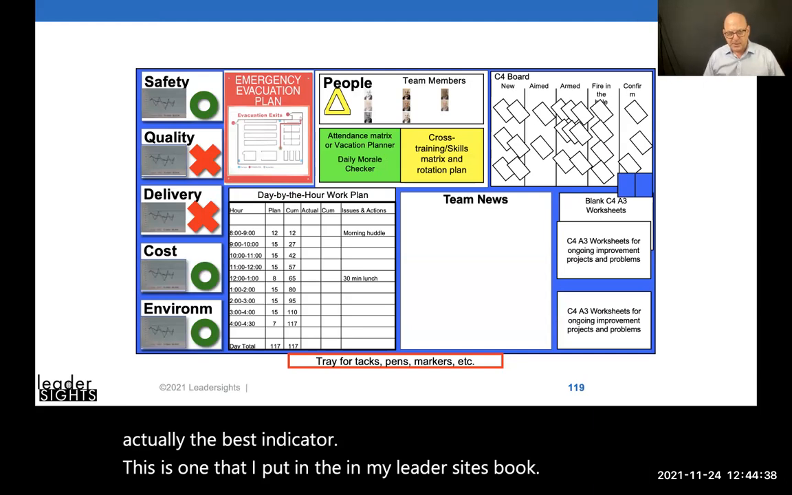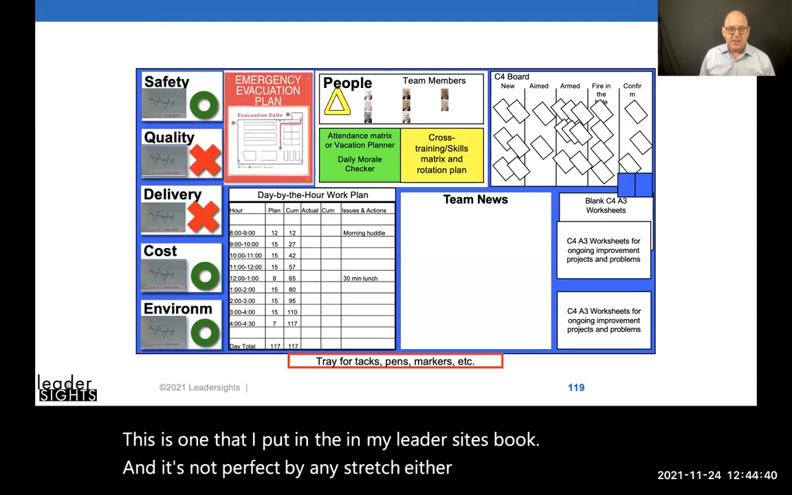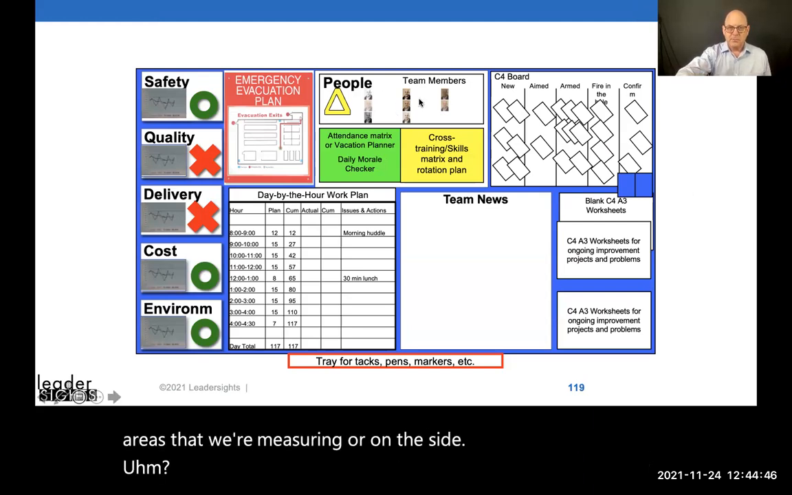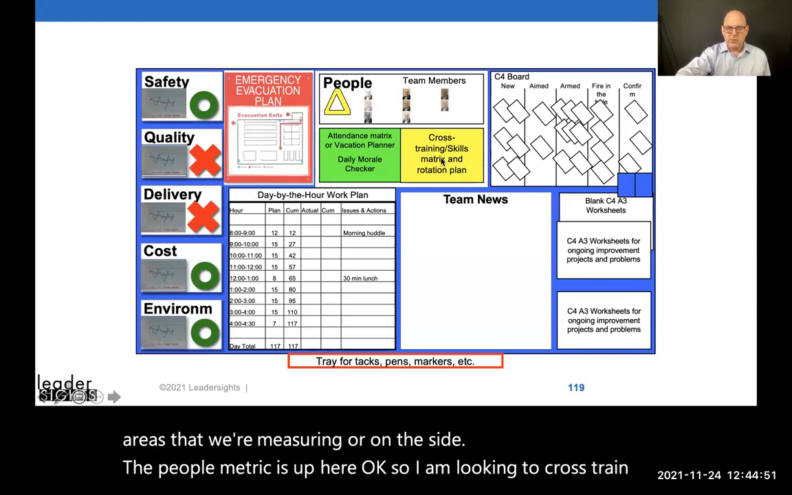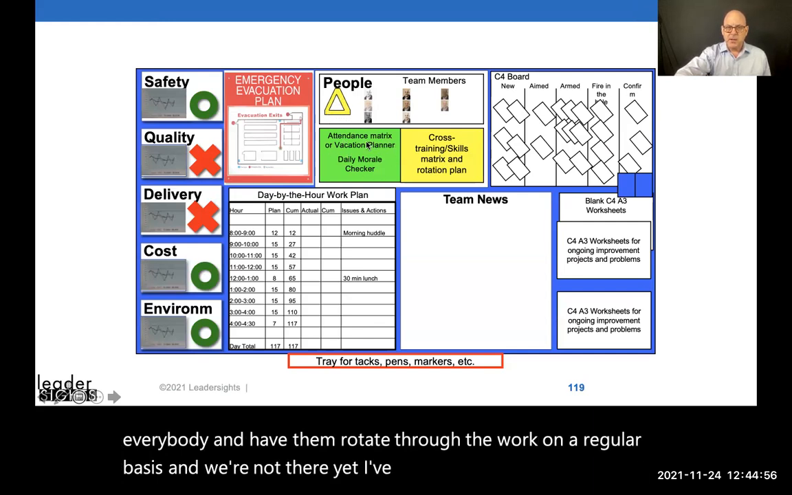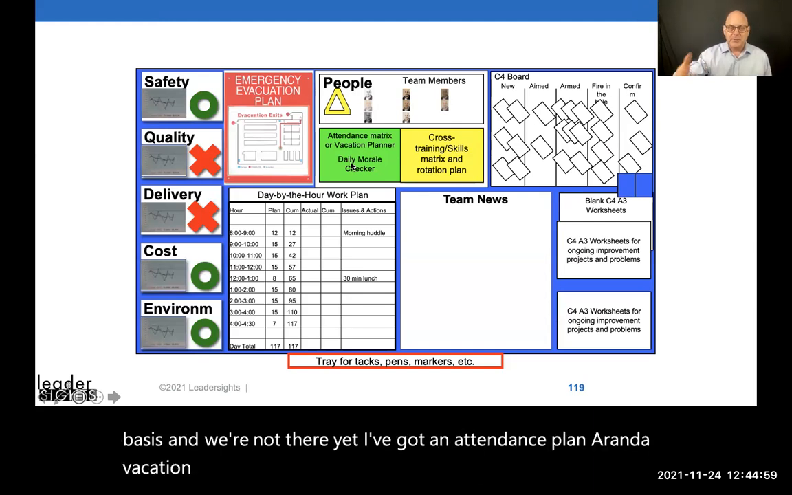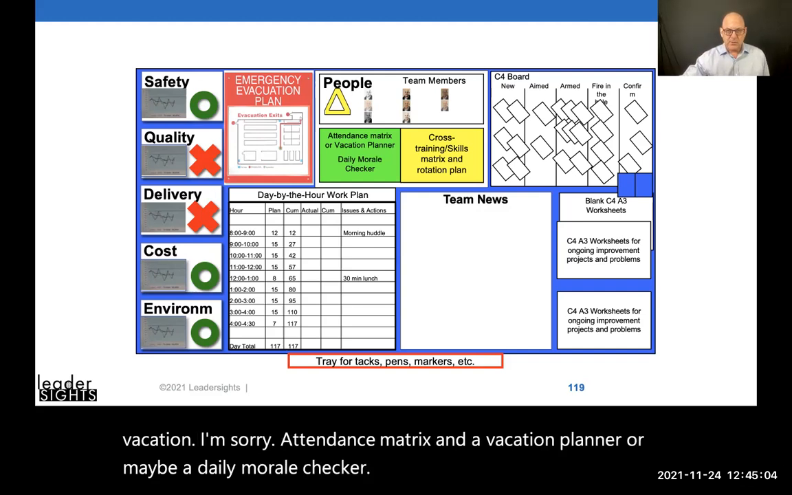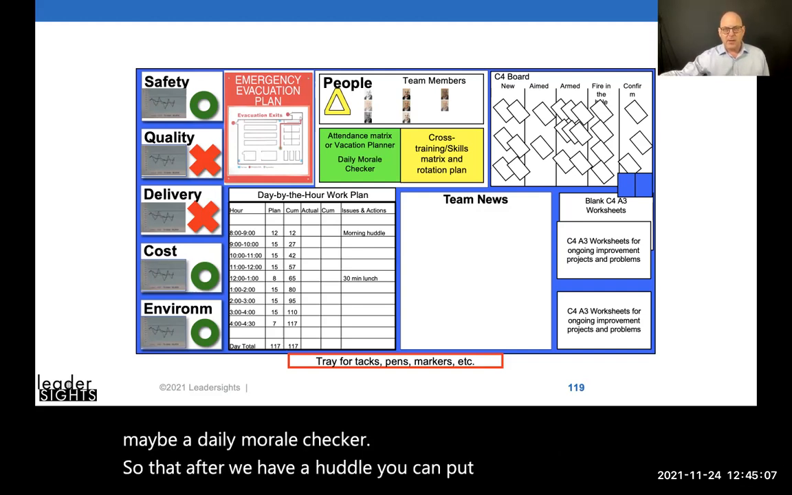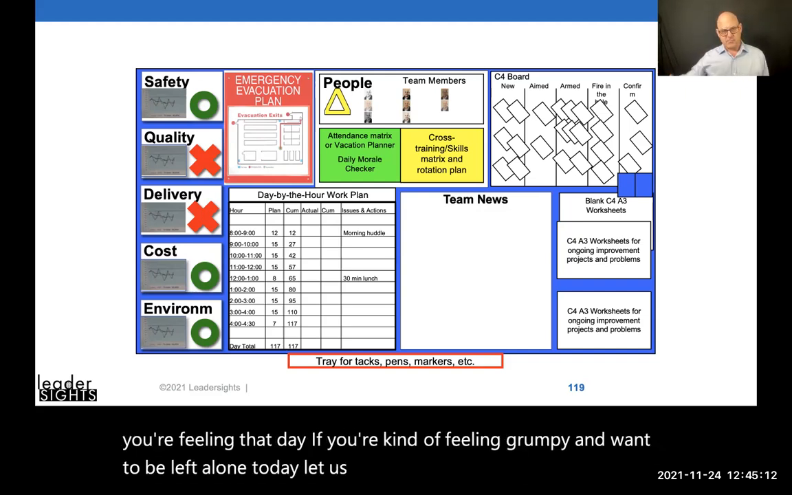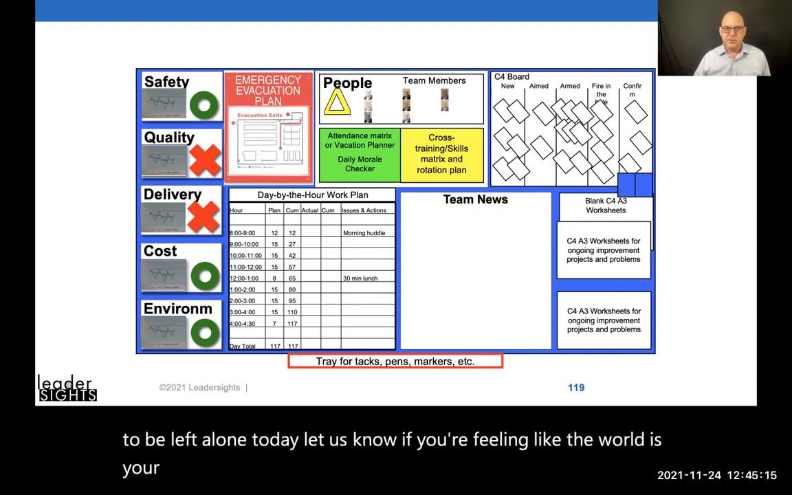And it's not perfect by any stretch either, but you can see the key areas that we're measuring are on the side. The people metric is up here. Okay, so I am looking to cross-train everybody and have them rotate through the work on a regular basis, and we're not there yet. I've got an attendance matrix and a vacation planner, or maybe a daily morale checker, so that after we have a huddle, you can put on the board how you're feeling that day. If you're kind of feeling grumpy and want to be left alone today, let us know. If you're feeling like the world is your oyster, put it on there that you feel great.